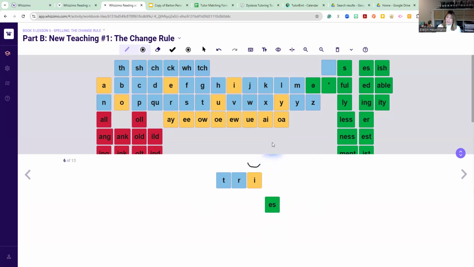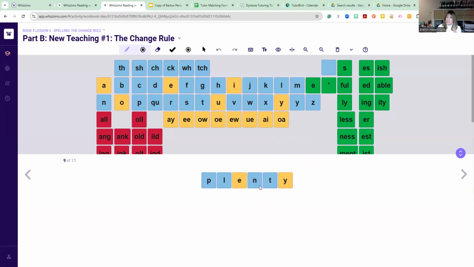So we remind students that whenever you change your Y to an I and you're making it plural, you add an ES. We can change the word from reply to replies, meaning more than one. All right, take a look at the word plenty. It says E right here.